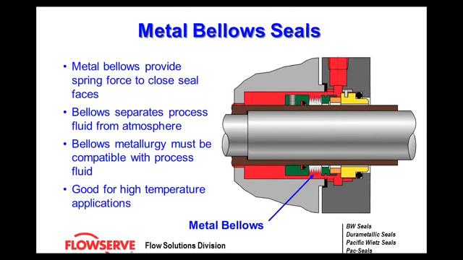Now, a metal bellows. Metal bellows provide spring force closure. A metal bellows looks like an accordion. It's a set of metal rings that are all welded together to form what looks like an accordion. The bellows separate the process fluids from the atmosphere. The bellows metallurgy must be compatible with the pump fluid, and they work excellent in high temperature applications.